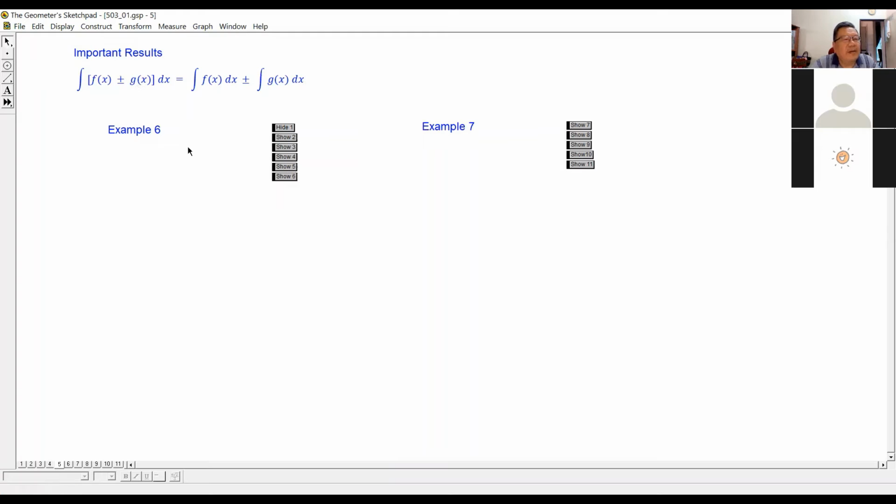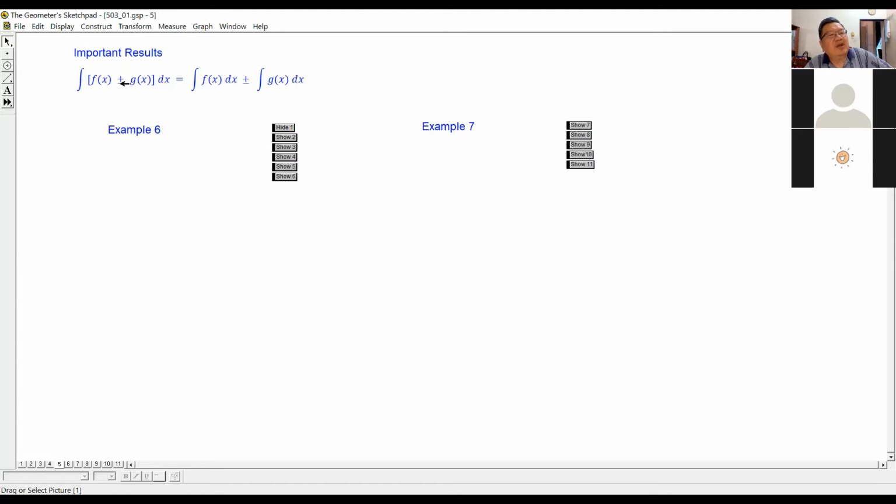So far what I have shown you is how to integrate one term only, one single term. Now what happens if you have a function with many terms? How to integrate? That is what is meant by this important result here. This result says that if the function has two terms, f(x) and g(x), you can integrate them separately. Integrate the f(x), then integrate the g(x).